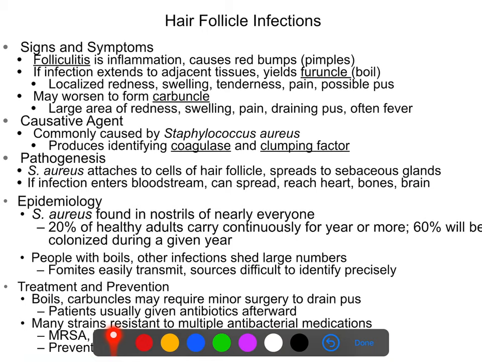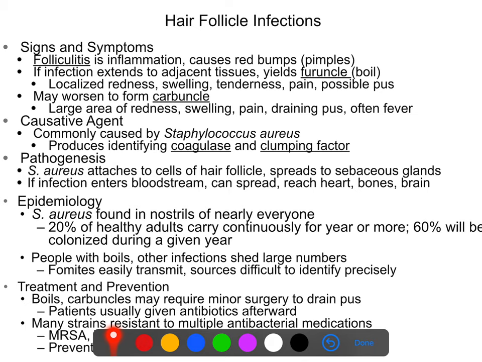The first one you're likely to get is folliculitis, which is staphylococcal colonization of a hair follicle. So it hasn't actually gotten into your body, but it has infected the hair follicle, leading to inflammation, basically pimples. So you can get acne infection by Staph aureus. It would be an extensive case of folliculitis.